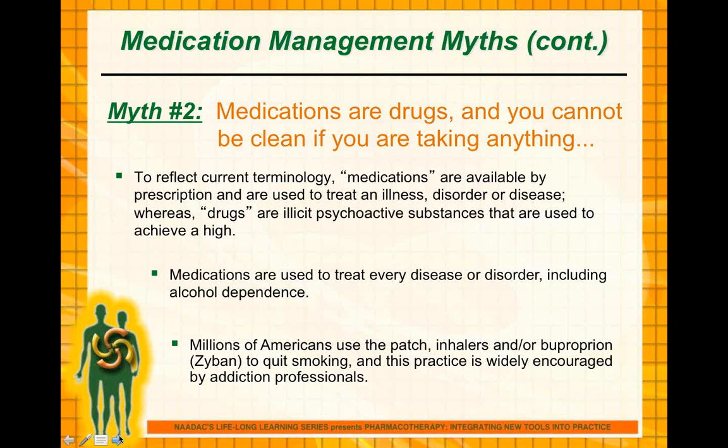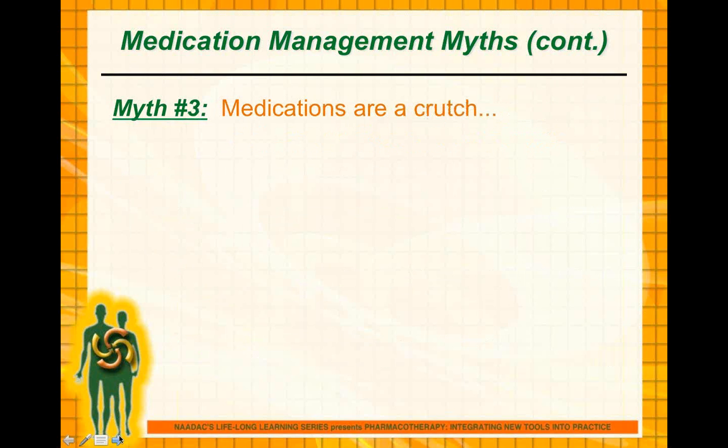And then just to further the point, millions of Americans have been using things like the patch and inhalers and Zyban to quit smoking. Zyban is a medication. The patch is a nicotine replacement therapy that's just like opioid replacement therapy. We're essentially putting that same substance into your body to stave off any withdrawal symptoms. That's been happening for a long time, and this practice is widely encouraged by addiction professionals. So again, we're just trying to expand our current understanding and the social norms regarding these medications and show that it's something that we've been doing for a while.